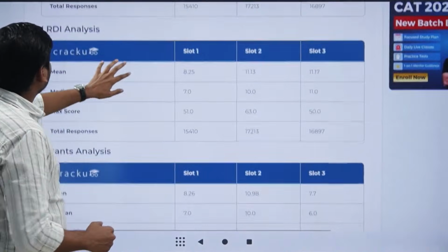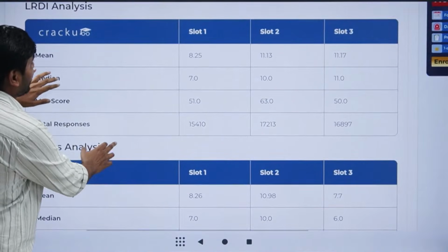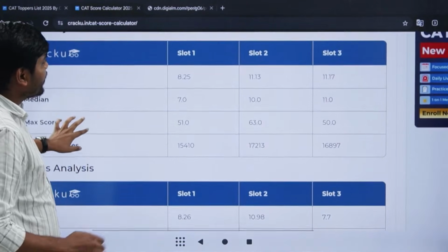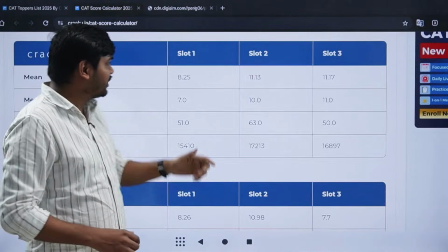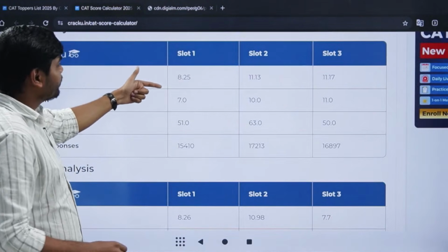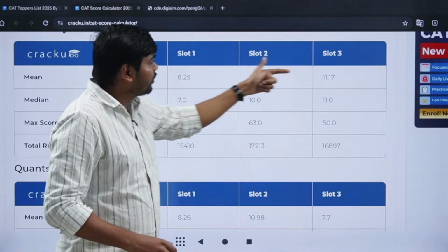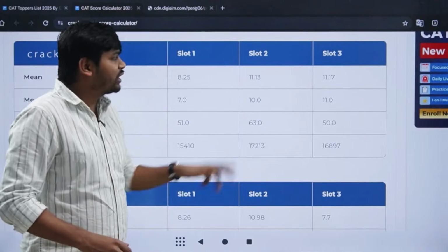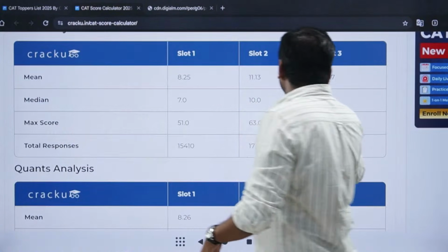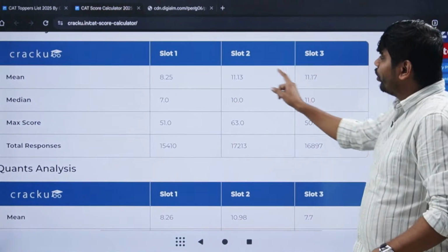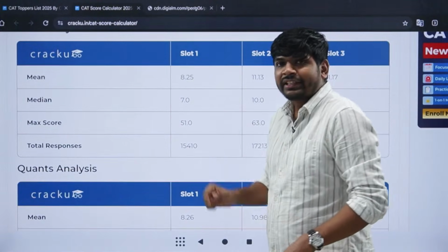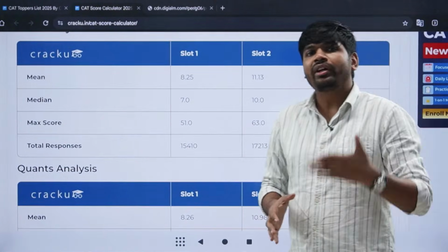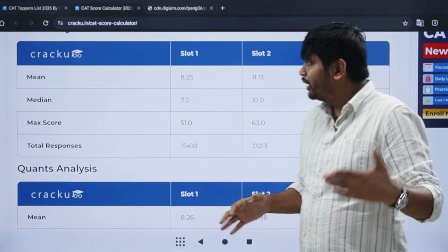If you look at the data of LRDI, the mean of slot 1 is just 8.25, whereas slot 2 and slot 3 are almost similar. Slot 2 and slot 3, the mean is almost similar, and the median of slot 1 is also very less. Therefore, people in slot 1 are not able to score very well in LRDI.